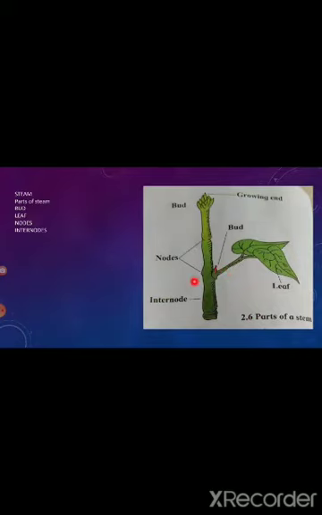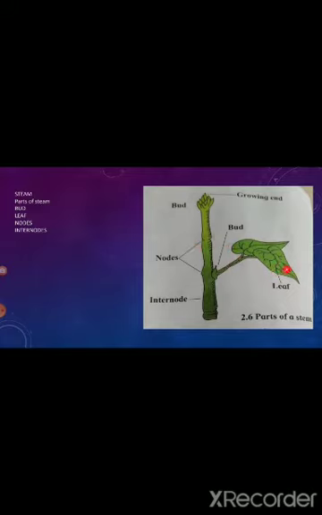So now we are going to learn stem. Parts of stems are bud, nodes, internodes. These are three parts of the stem. Here you can see bud, and here also there are buds, and the growing end of this bud is here, and here is leaf. So here is a bud by which leaf formation is started. And here are nodes. You can see they have shown the arrow, and the place between these two nodes is called internode.